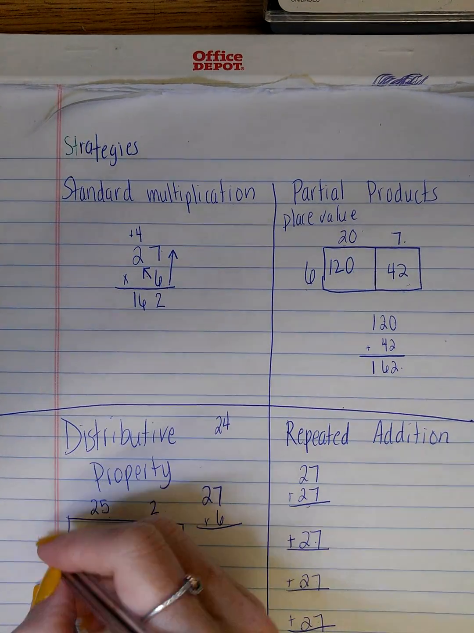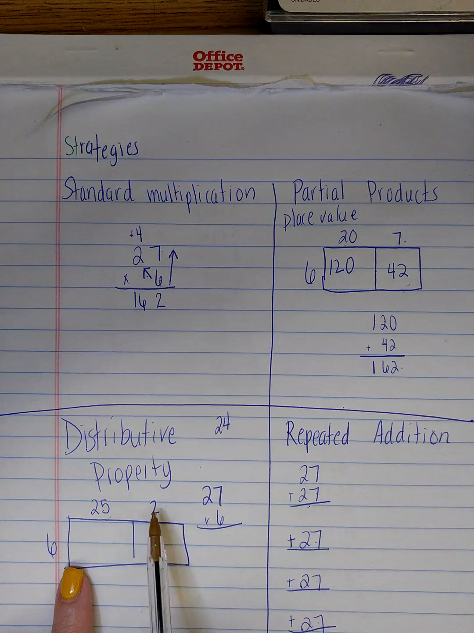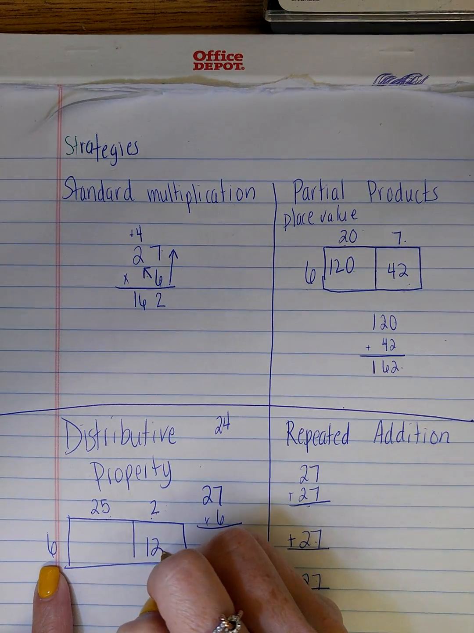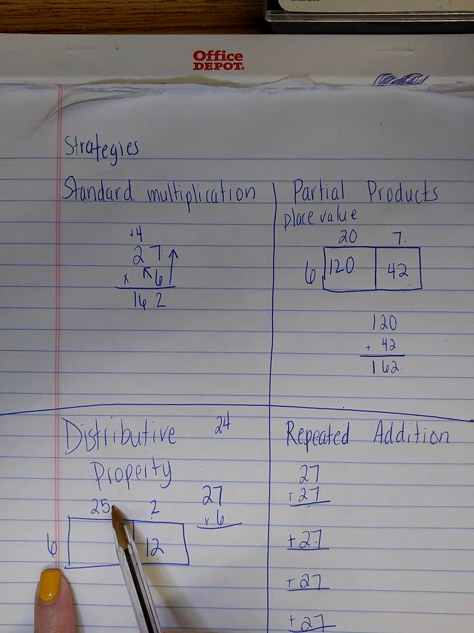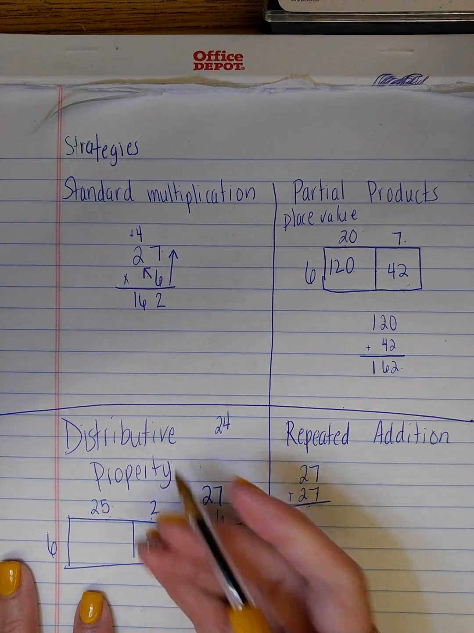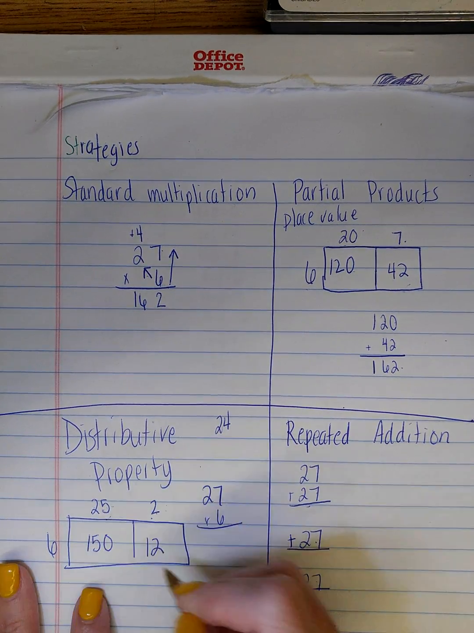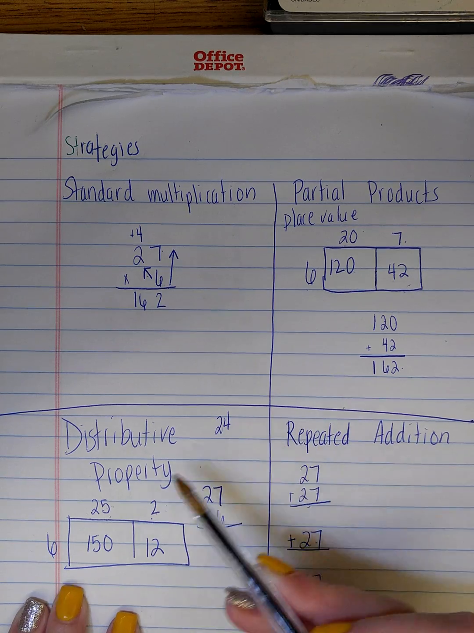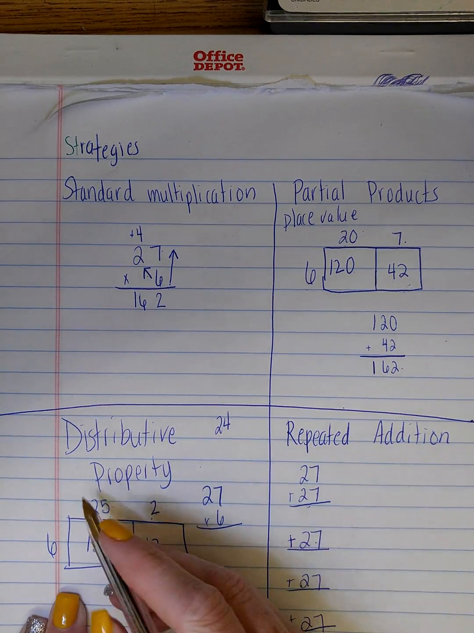The next strategy, distributive property. So I broke it up into 25 and 2. I know 6 times 2 is 12, so I have that there. And then 25 are quarters. So 4 quarters are 100, and 2 more quarters is 50, so this is 150. And that's why I did that, because I know quarters and nickels in money, so that's easy enough for me.